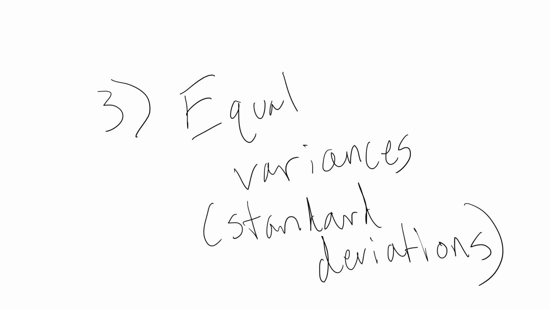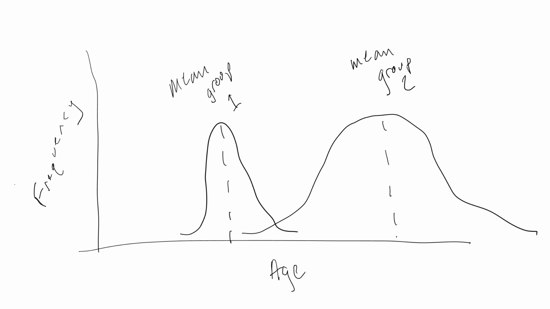The third is that the variances or standard deviations of the distributions for our two groups are roughly equal to each other. A t-test would be less valid if the distributions look something like this with unequal variances.